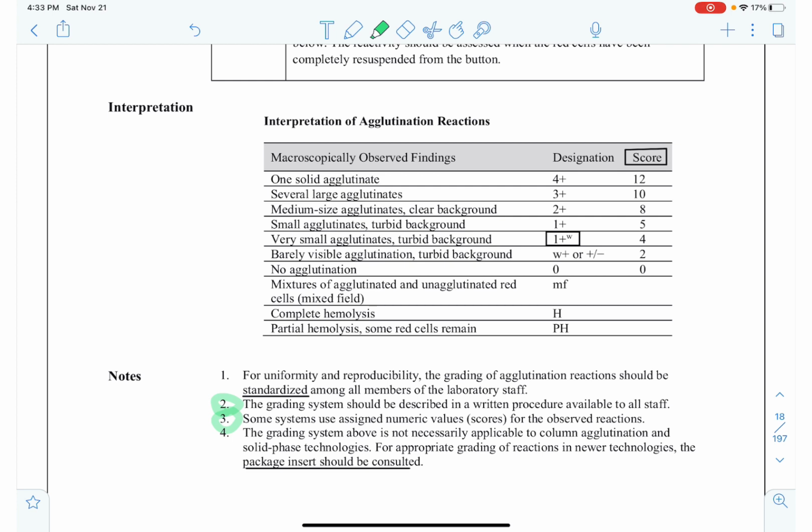Lastly, the grading system is not necessarily applicable to newer technologies such as solid phase. So this grading scale is really a macroscopic test tube table. The grading scale of automated methods are available in the package inserts and through the manufacturer's directions.